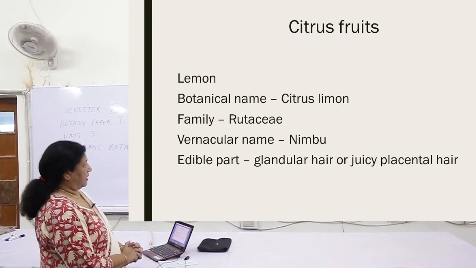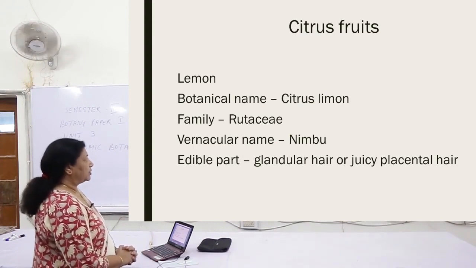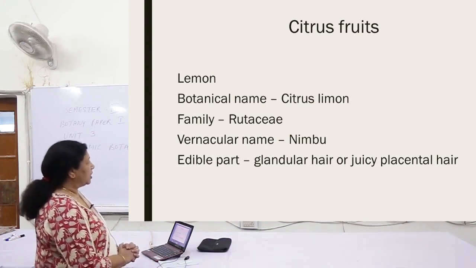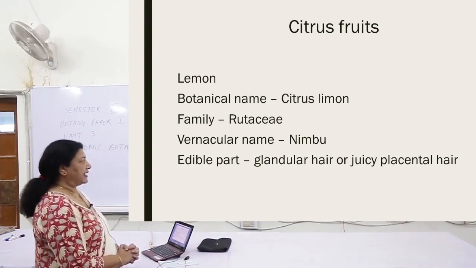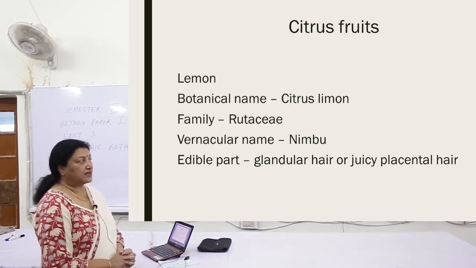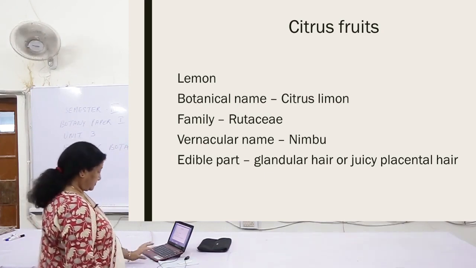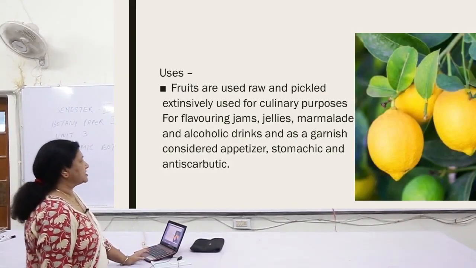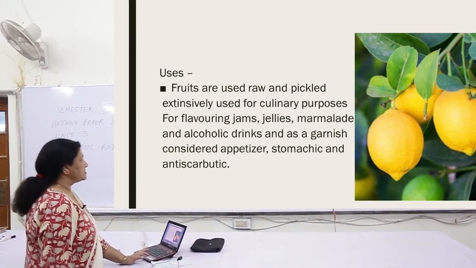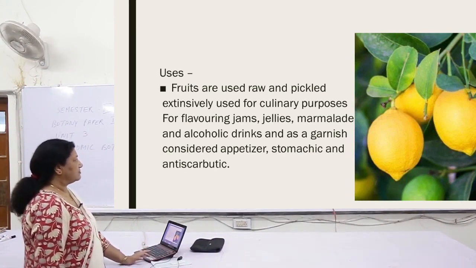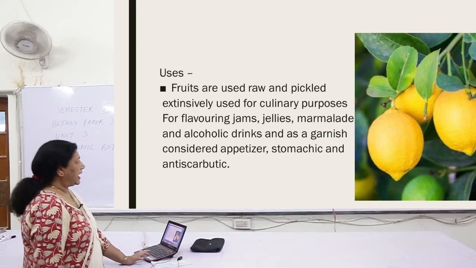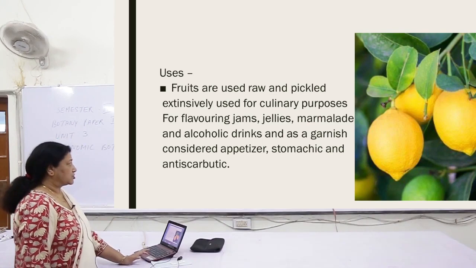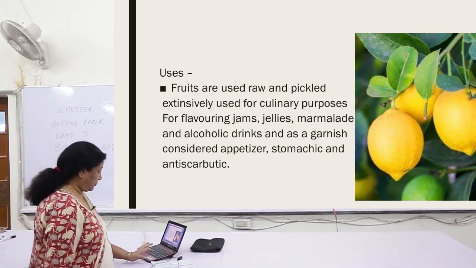Lemon, a very household name, Nimbu, botanical name Citrus limon, family Rutaceae, vernacular name Nimbu. The edible part over here is the glandular hair or juicy placental hair. Fruits are used raw and pickled extensively for culinary purposes, for flavoring jam, jelly, marmalade and alcoholic drinks, and also as a garnish, considered as an appetizer for stomach ache and having anti-scorbutic properties.